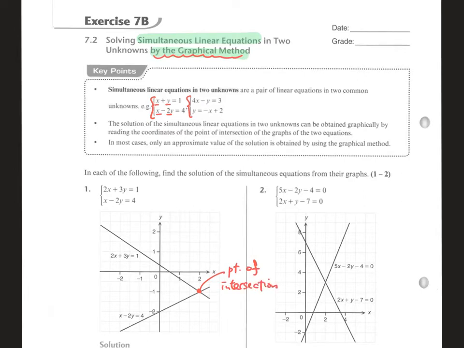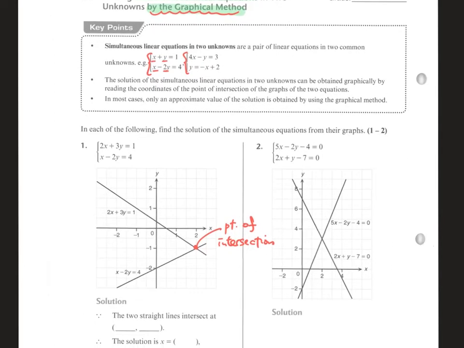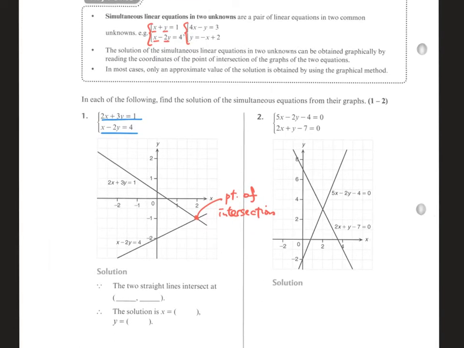Let's take a look at number 1, in which you have two equations. One is 2x plus 3y equal to 1, and the other one is x minus 2y equal to 4. For the convenience of teaching you the concept, as well as to have a very easy question at first, the two lines are drawn for you. You can see this is 2x plus 3y equal to 1, and this one is x minus 2y equal to 4.